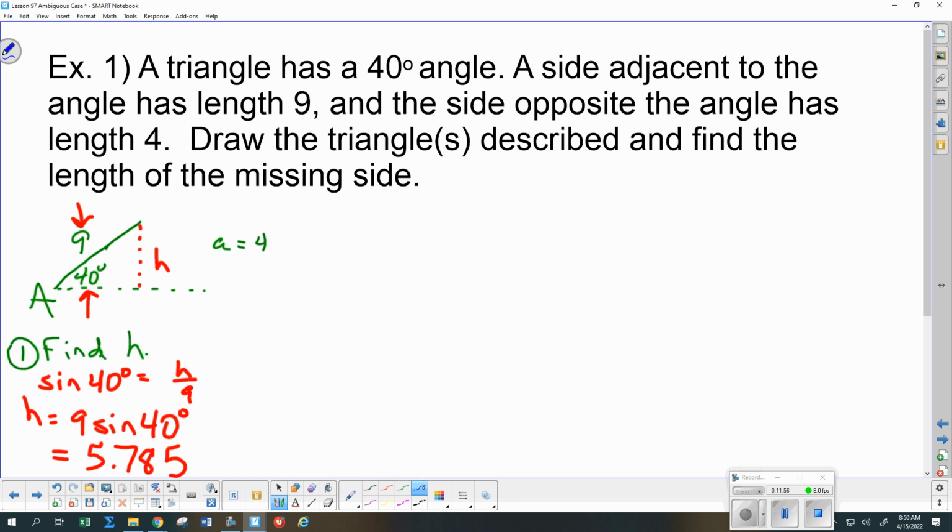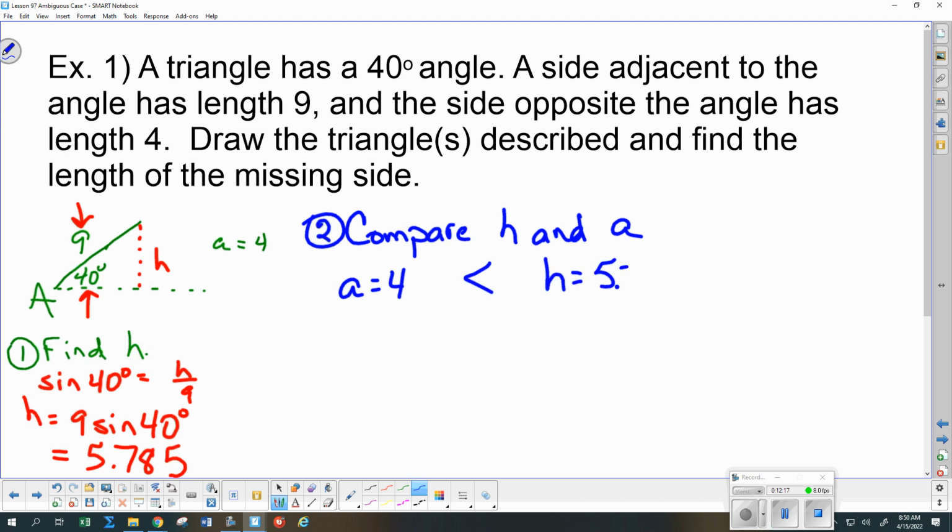Okay, then the next thing we needed to do was to compare that height to that opposite side that we know, so h and a. We know that we have 4. That is shorter than the height. So we need to think about what that means. That means when we try to draw in this side, it's shorter than the height. No matter which way we angle it, if it's shorter than the height, can we get a triangle? So no triangle exists.